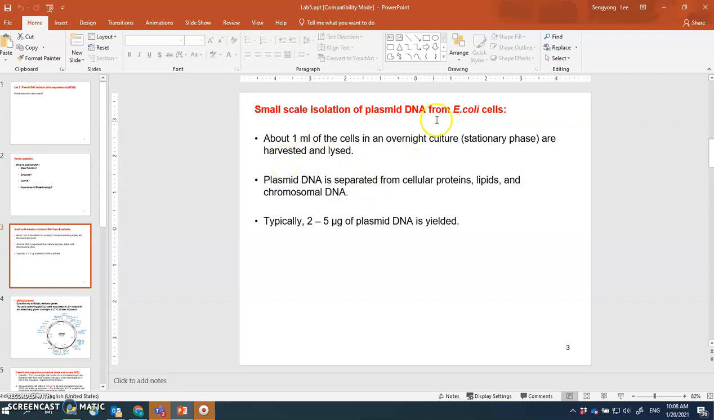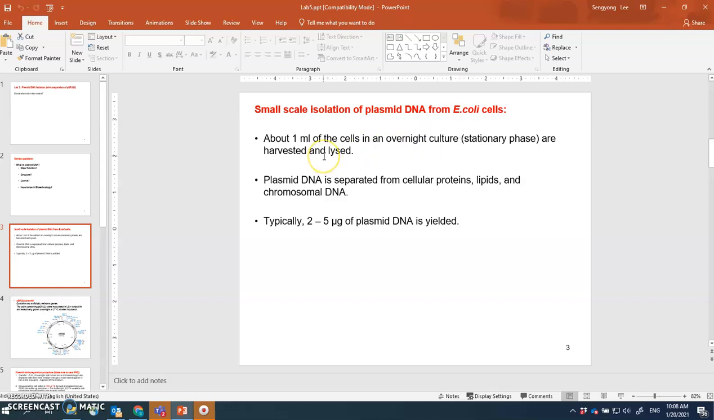but large scale we consider as maybe tens of liters or hundreds of liters or thousands of liters. Okay, so small scale is kind of a bench scale. If you are growing cells overnight in a test tube, which may hold about 4 or 5 mils, you can use about 1 milliliter of overnight grown culture, which will have a lot of cells, because the cells will be very dense in that culture. If you look at the growth curve, they may be in the stationary phase. Okay, and then you're going to harvest the cells.